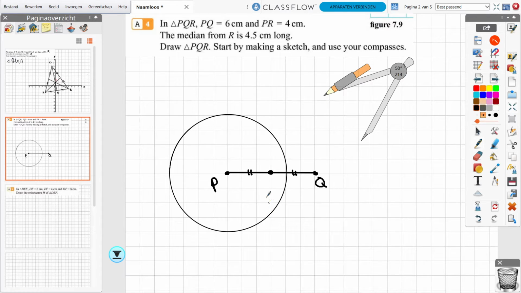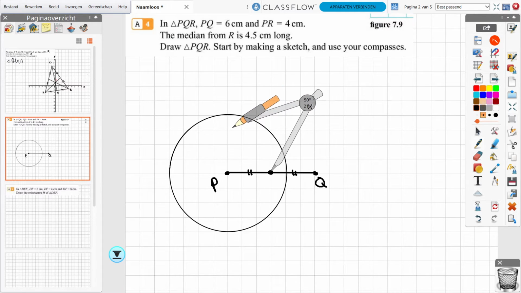Well, but where is R in that case? Well, if I know that it starts here, and I know that it's 4.5 centimeters away, I can now draw another circle with a radius of 4.5. So again, try to be as accurate as possible here. 1, 2, 3, 4. It should be somewhere here. And now draw that circle again.